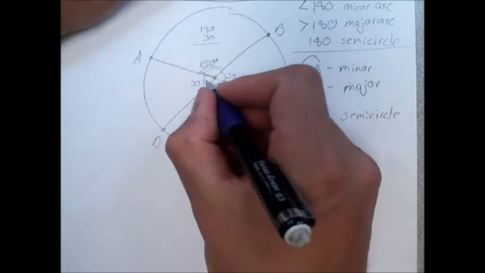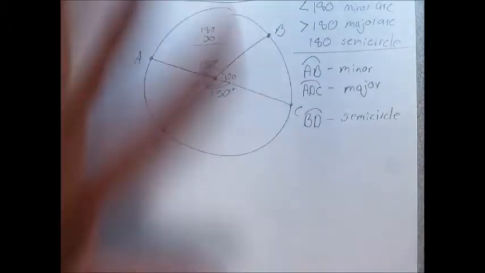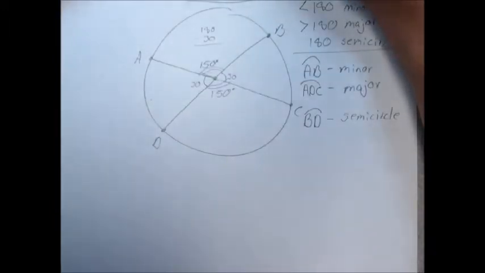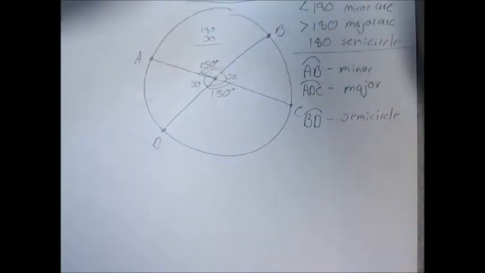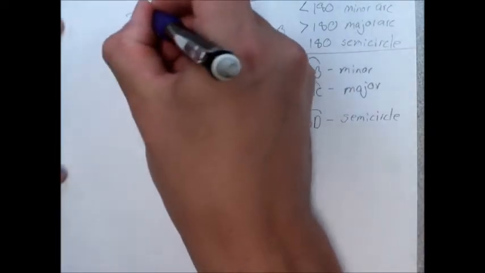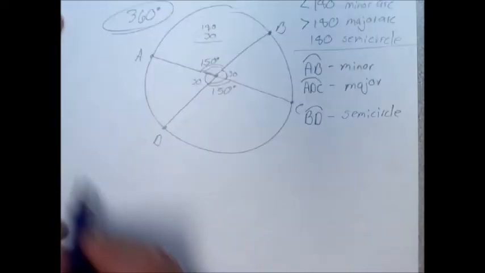Just a reminder, these are all central angles. They're measured from the center. That's why they call them central angles. Let me make sure I didn't miss any. No, I didn't. Just another reminder, how many degrees are in a full circle? 360 in a full circle. So keep that in mind on these future questions.